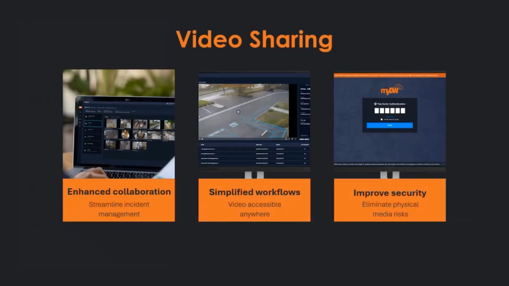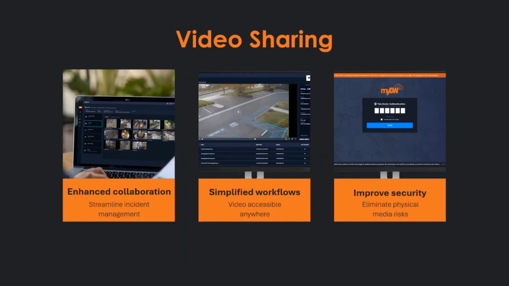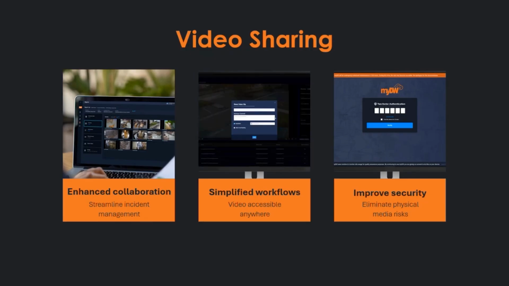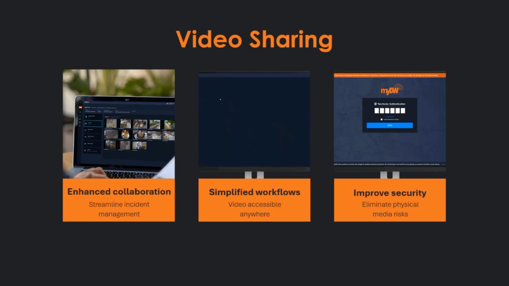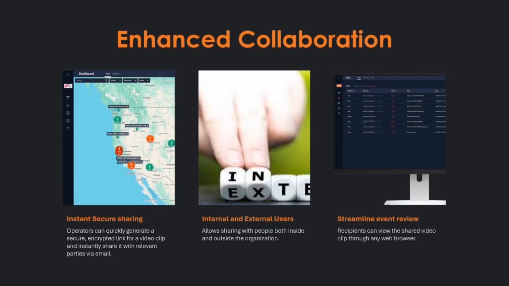One of the things about myDW is the video share. So someone can quickly generate an encrypted link for a video clip and instantly share it via email. This is much faster than exporting a file, copying it to a USB, and then getting it to someone. It actually simplifies the workflow. It also allows you to create an expiring link. So the link will expire and you can choose whether they can just play it back or whether they can only view it live or only download it. So you can share it with law enforcement, client, system administrator, and it allows a streamlined incident response, and it can be used with internal and external users.